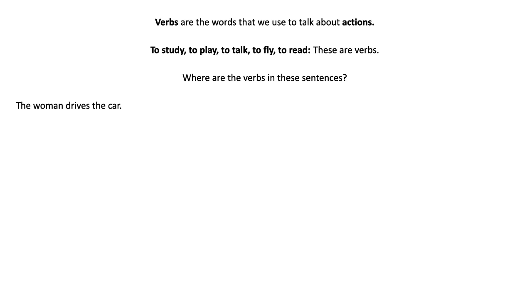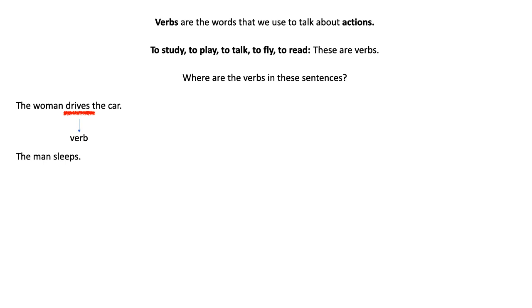The woman drives the car. Okay? Where's the verb here? Where's the word that talks about an action? Woman? Nope. Right? That's a noun that talks about a living being. Car? No, that's not an action. That talks about a thing. And we know the is just an article. So where's our verb? Our verb is right here, right? Drives. Drives is our verb, right? To drive is an action. That's the action that the woman's doing. She's driving the car.